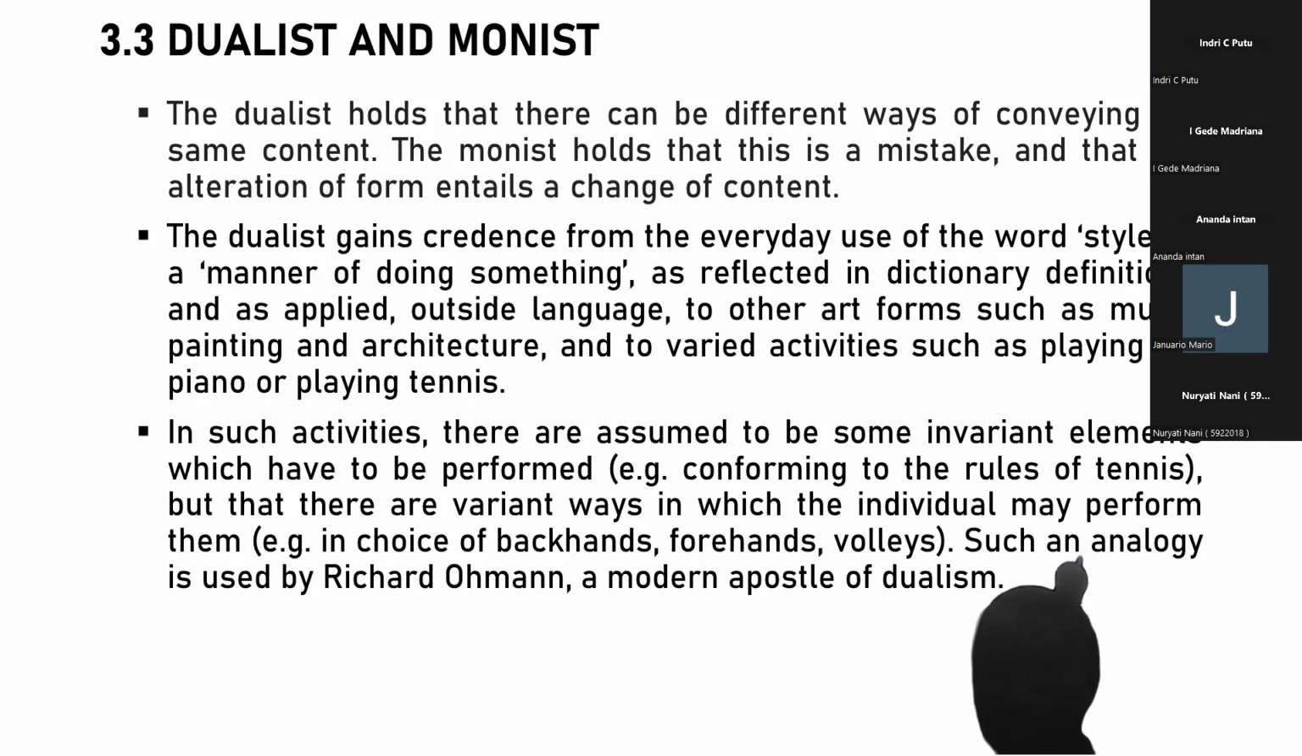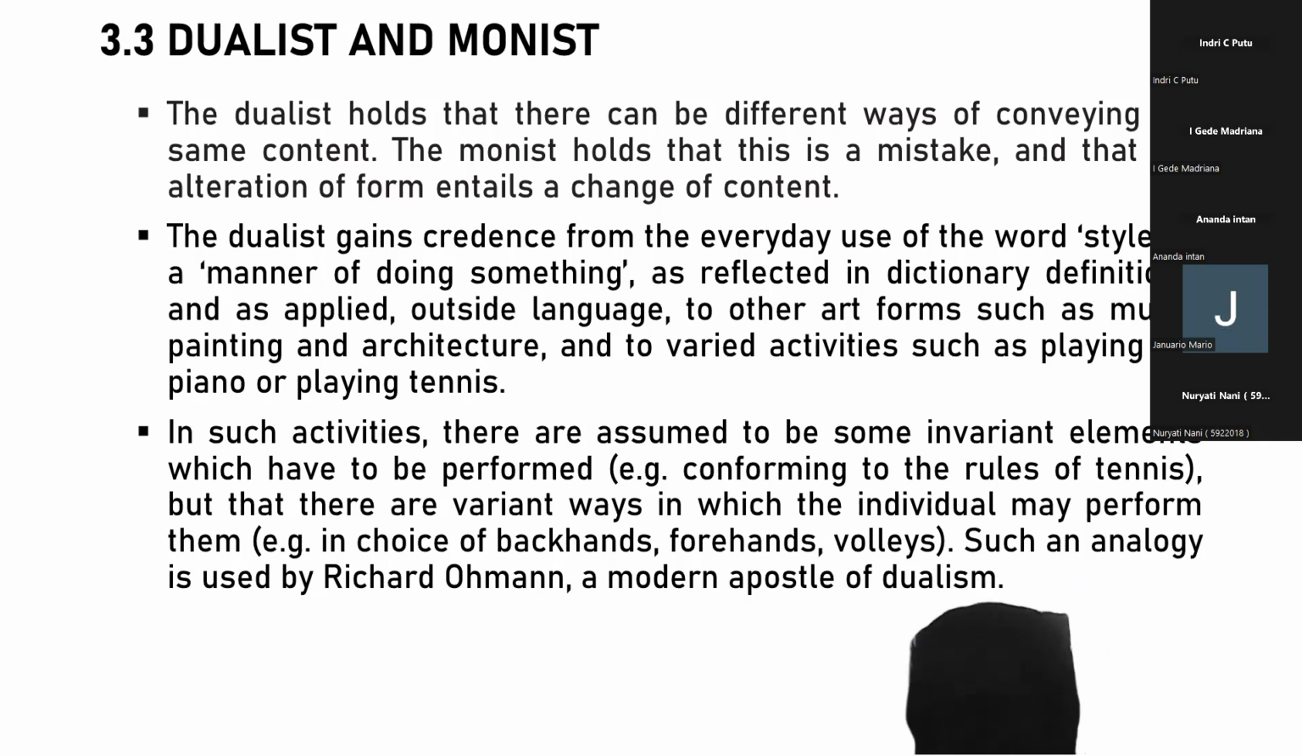For example, in music, painting, or architecture, and to varied activities such as playing the piano or playing chess. And then in such activities, there are assumed to be some invariant elements which have to be performed. For example, conforming to the rules of tennis, but there are variant ways in which the individual may perform them. For example, in choice of backhands, forehands, volleys, such an analogy is used by Richard Hoffman, a modern apostle of dualism.